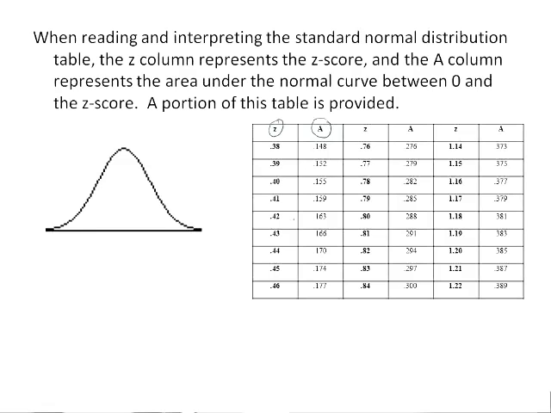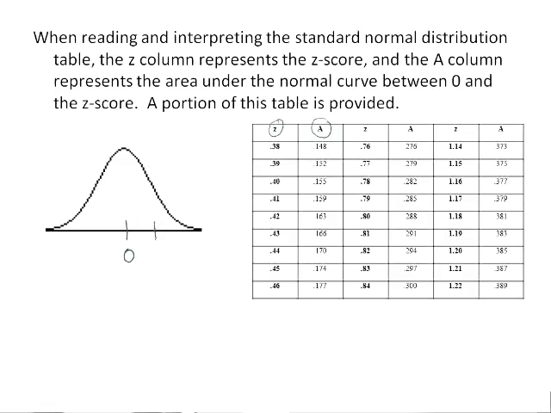Notice on this table that none of these Z values are negative, and that will be true for the entire table that you will be using. Since the graph is symmetric with respect to the mean, looking up a positive 0.38 is the same thing as looking up a negative 0.38. If you look at the curve here on the left-hand side of the screen, this is the standard normal distribution curve with a mean of 0 and a standard deviation of 1.